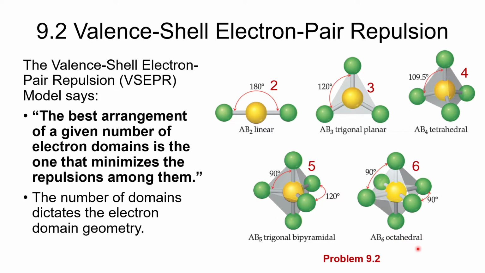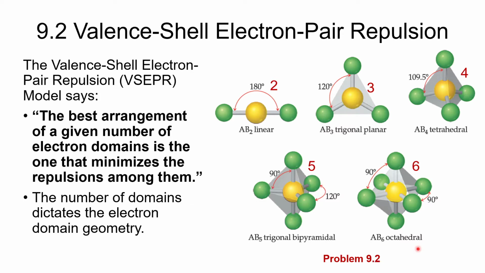So now that we know that, we're going to go back and answer the problem. Just as a real quick note, I want you to memorize those electron domain geometry names: linear, trigonal planar, tetrahedral, trigonal bipyramidal, and octahedral. I also want you to know that once you know the number of domains, you can immediately figure out what the electron domain geometry is. And finally, the other thing I want you to remember are those angles.